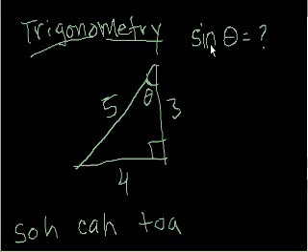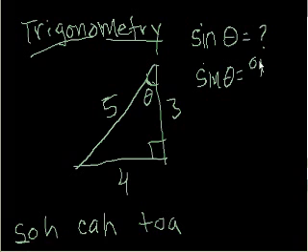So let's go back to this problem. We wanted to know the sine of theta. Theta is this angle in the triangle. So let's go to our mnemonic, SOHCAHTOA. Which one is sine? Well, S for sine, so we use SOH. And we know from this mnemonic that sine of theta is equal to opposite over hypotenuse.